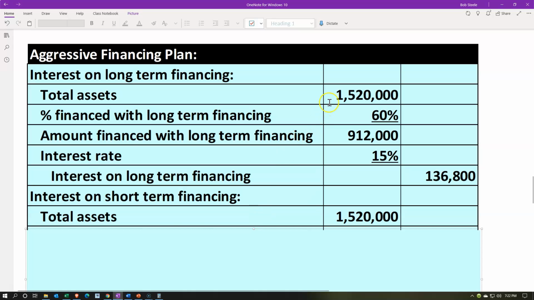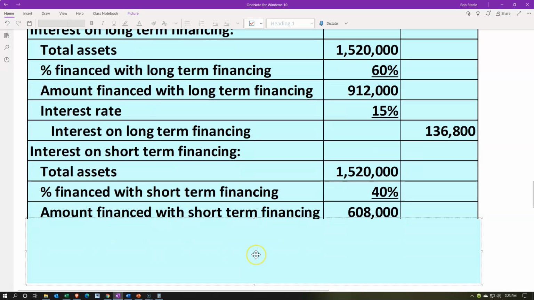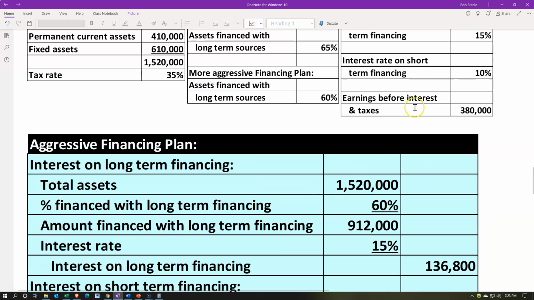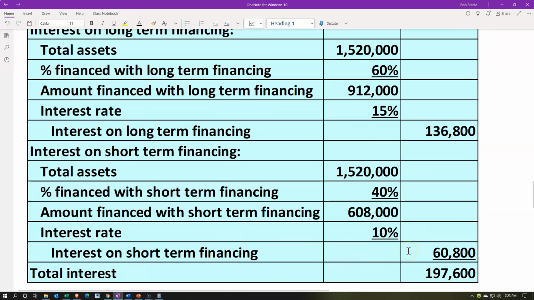Then we'll calculate the short-term financing portion. We're going to take that total amount again, the total assets. We will then be taking the percent with short-term financing. It's going to be 40%. Why? Because 60% was long-term. That means 100% minus the 60% is 40% short-term. We're going to finance the entire thing with financing of one sort or another. That's going to give us the amount financed with short-term financing, the 608. And that's going to be multiplied times the 10% because that's the short-term financing rate. Then if we were to multiply that out, the 608 times the 10% is 60,800. The 136,800 plus the 60,800 gives us total financing of the 197,600, the interest on the financing.